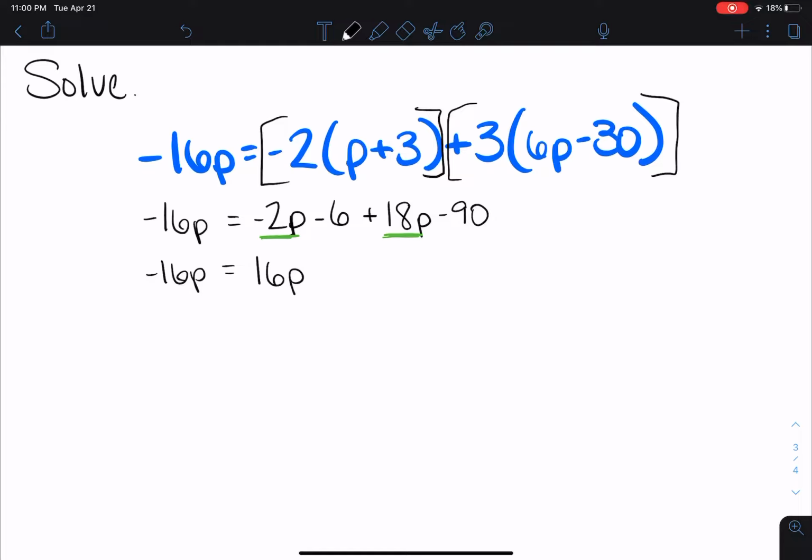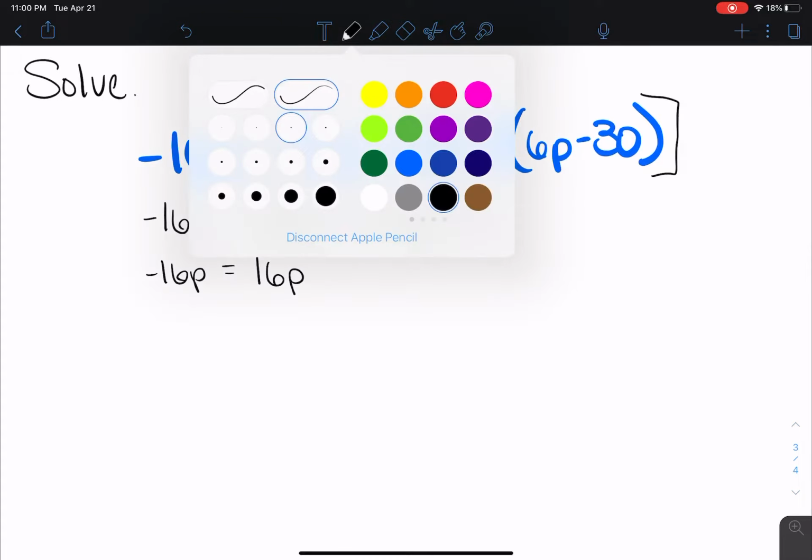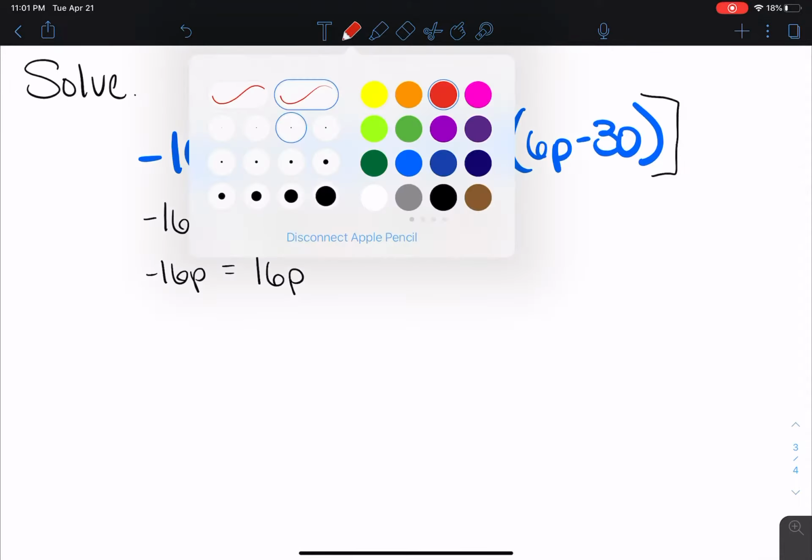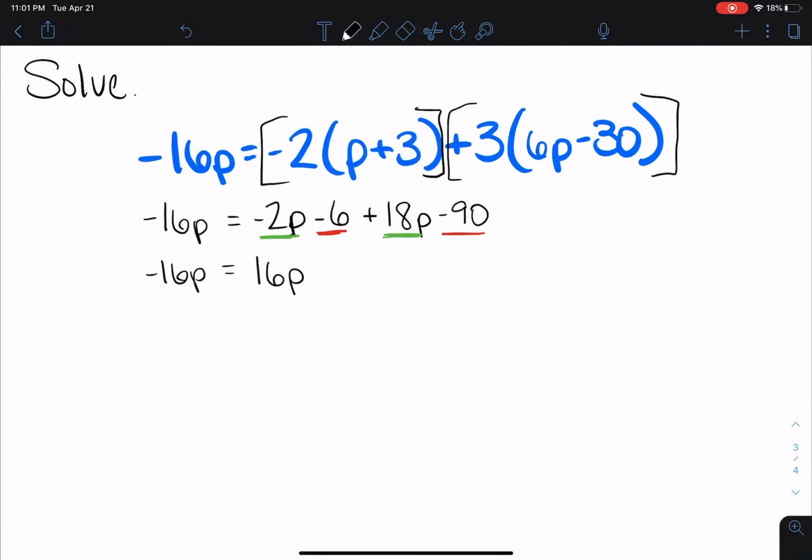Okay, and then let's take negative 6 and negative 90, and that's going to give us negative 96. Negative 96. We're only combining because we're not going over this equal sign. So if it's on the same side, we can combine like terms. So negative 2p plus 18p is 16p. Negative 96 comes from negative 6 minus 90.